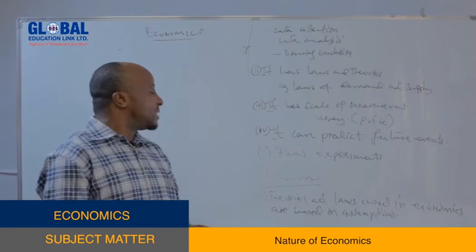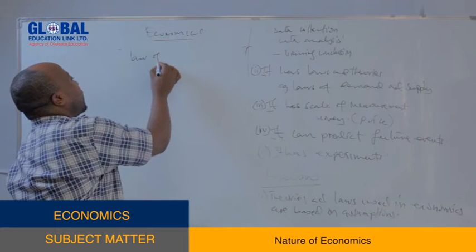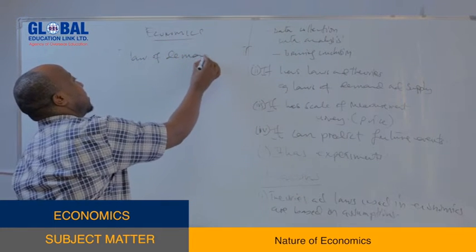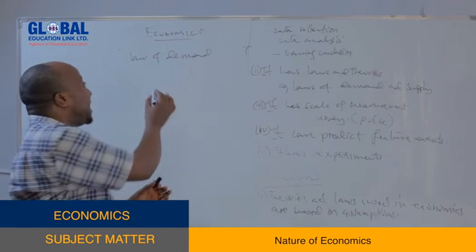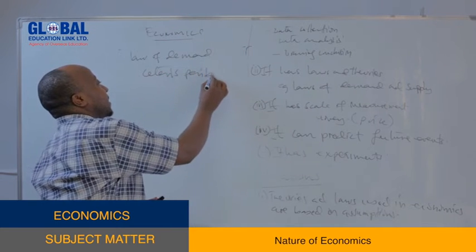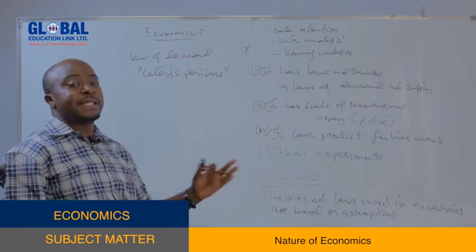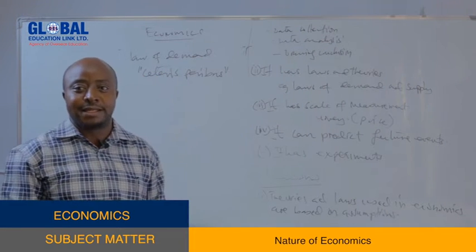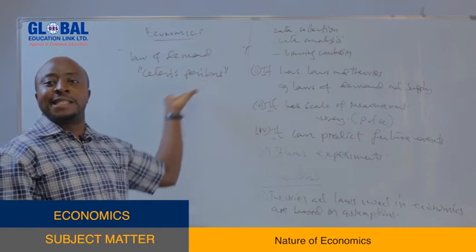For example, when we say this is the law of demand, which states, maybe, ceteris paribus. The phrase ceteris paribus, as we recalled back in class, means other things being constant. It means for this law to operate, there should be ceteris paribus. This is the condition.